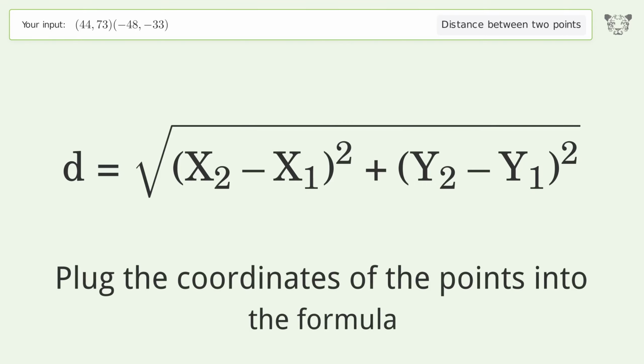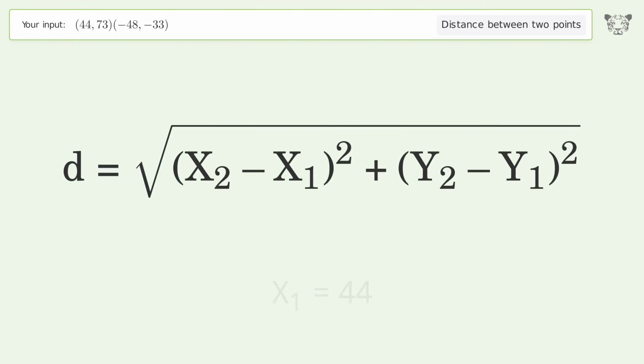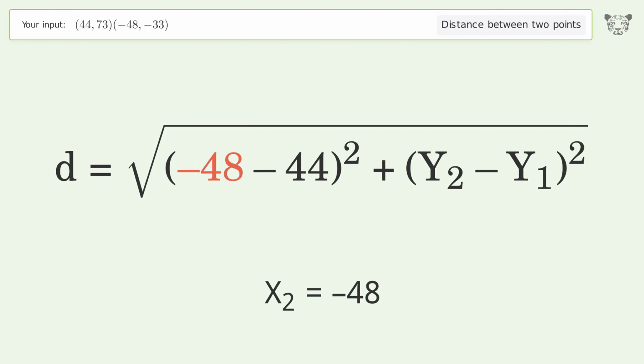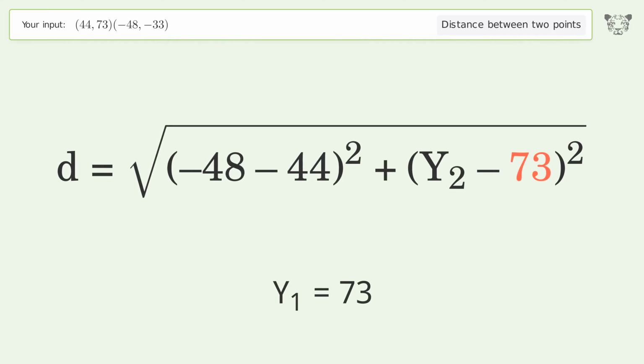Plug the coordinates of the points into the formula. x1 equals 44. x2 equals negative 48. y1 equals 73. y2 equals negative 33.